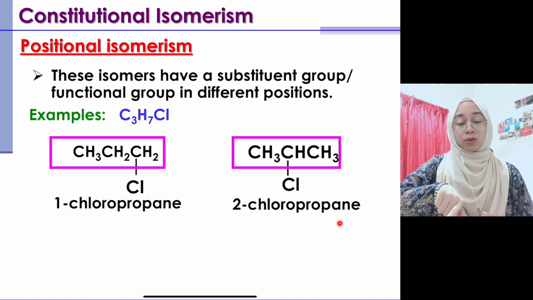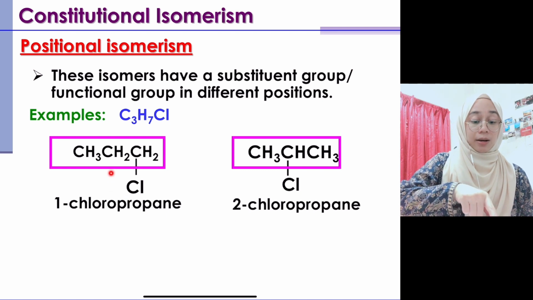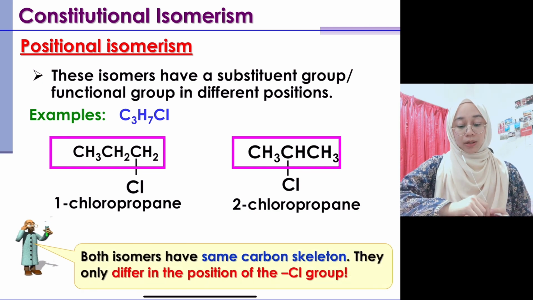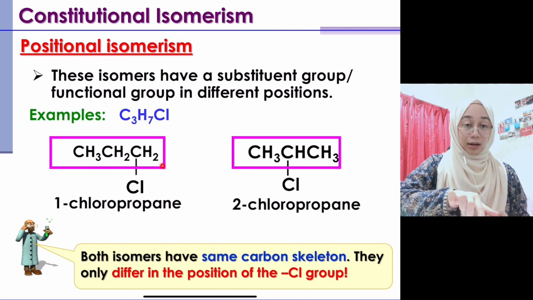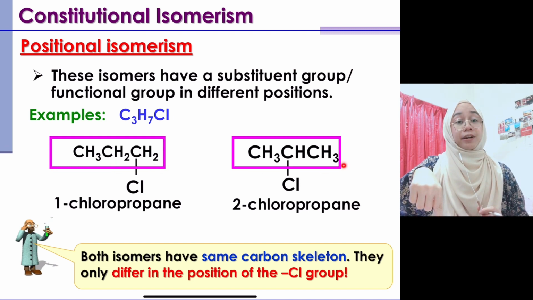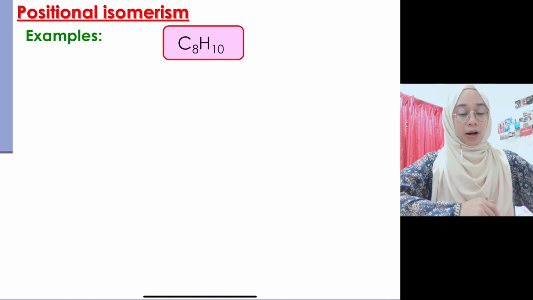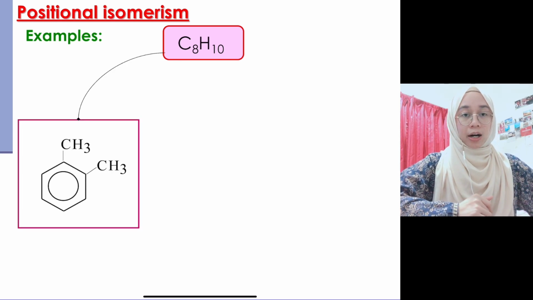So basically, this is what it meant by the positional isomerism. They have the same molecular formula, they have the same functional group, but however, the functional group is in different position. Sini dekat carbon number 1, sini dekat carbon number 2. Okay? So both isomers, they have the same carbon skeleton, whereby paling panjang dia 3, yang ni 3 juga. So they only differ in the position of Cl group. Okay, so the next one, kita just tengok positional isomerism kalau untuk yang involve ring.